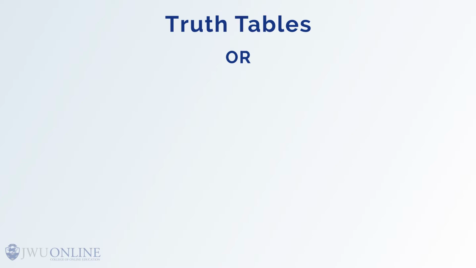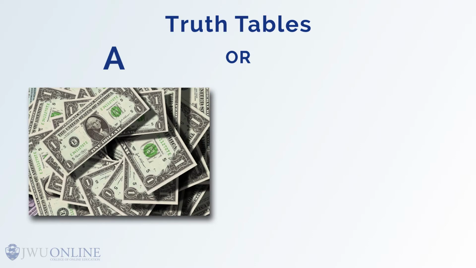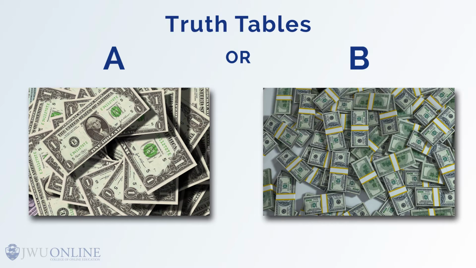Suppose that A is you have your own money, and B is that you have access to other money, say a loan or a scholarship.